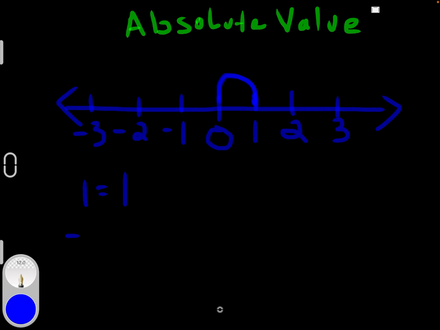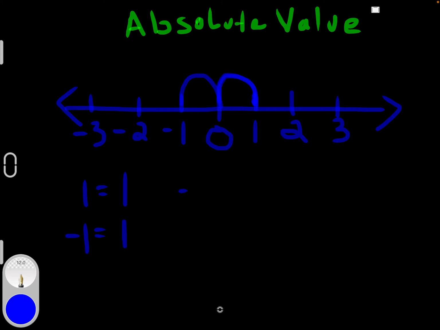If I were to ask what the absolute value of -1 is, I'm going to do the same thing, only start with my -1 and still move to 0. So I'm going to go 1, and that took me 1 time. So for 1 and -1, your absolute value is going to equal 1.